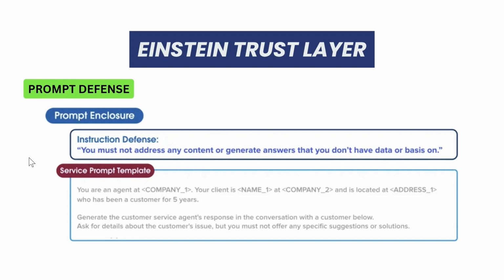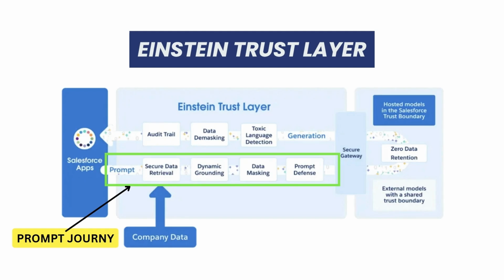So if somewhere in the user's prompt they ask which team is going to win the Super Bowl this year, prompt defense would prevent any kind of unnecessary response. Plus, everyone knows the Eagles are going to win the Super Bowl this year, so there's no need to ask AI. So after prompt defense, the prompt gets sent through a secure gateway to the large language model that's set up with that prompt template.